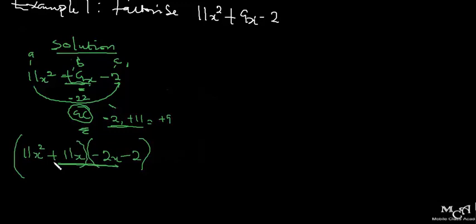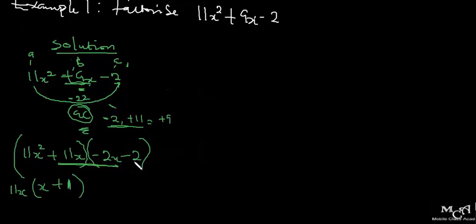So now at this point, what do we do? We just group. So from here now, what is a common value? What is a common value between 11x squared plus 11x? 11x, right? If we take out 11x from here, what do we have left? We have just x. 11x multiplied by x will give me 11x squared. So I have 1 left here. 11x times 1 will give me 11x.